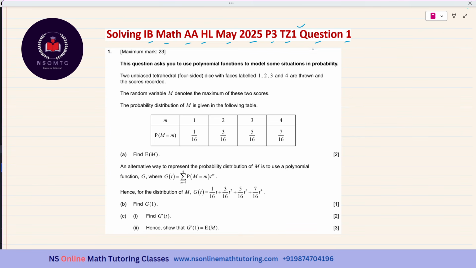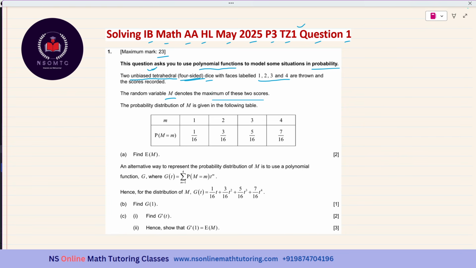So without any further delay, let us start to solve question number 1. The maximum mark is 23. This question asks you to use polynomial functions to model some situations in probability. Two unbiased tetrahedral, that is four-sided dice, with faces labeled as 1, 2, 3 and 4 are thrown and the scores are recorded. The random variable m denotes the maximum of these two scores.